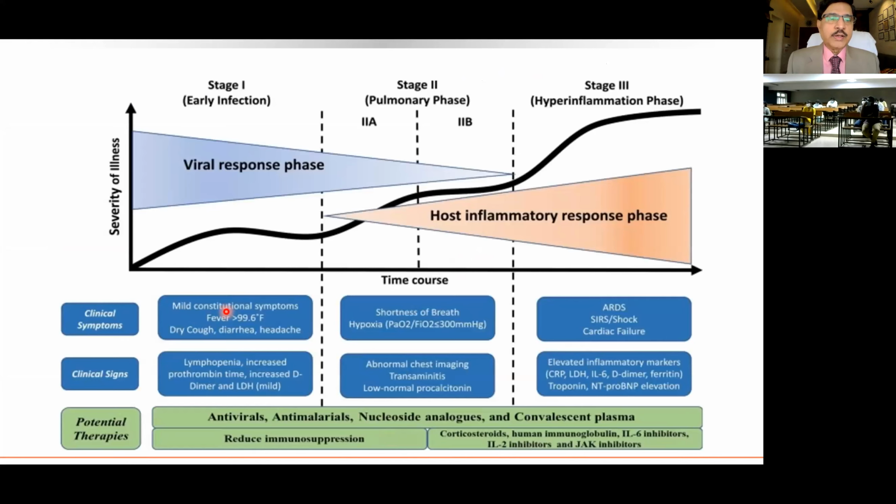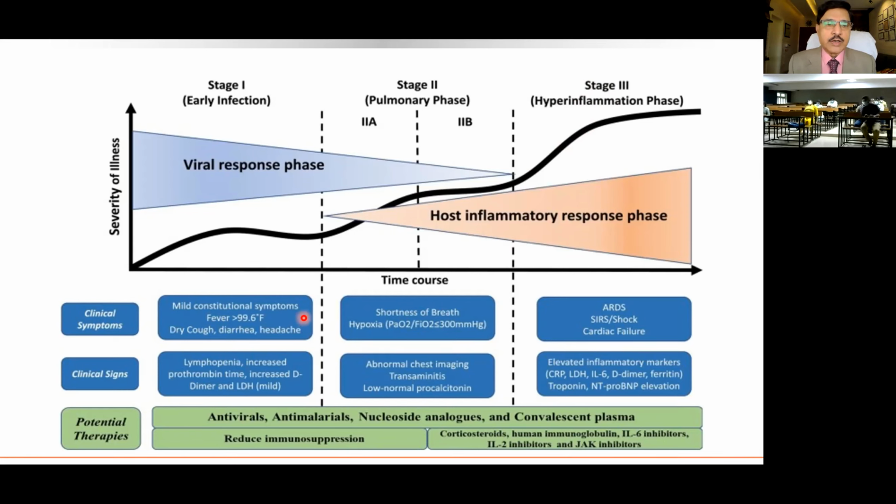Now, look here, the clinical symptoms, cardinal clinical signs and potential therapies. Severity of the illness starts here, 7 days, 14 days, 21 days and beyond. Viral response phase, this is where the RT-PCR will be positive, stage 1 early infection, and most of them are home isolated. Stage 1A without hypoxemia, pulmonary phase. Pulmonary phase with hypoxemia is 1B, and hyperinflammation, the cytokine storm, coagulopathy and all that, ARDS, is the stage 3.